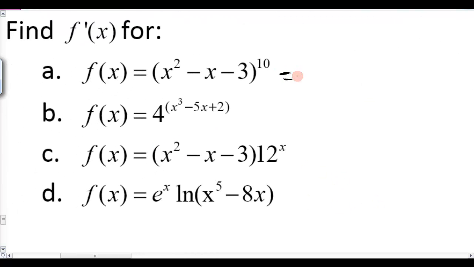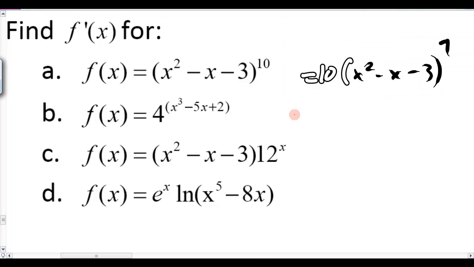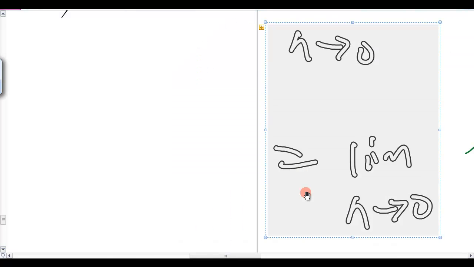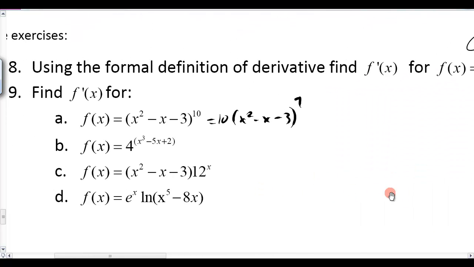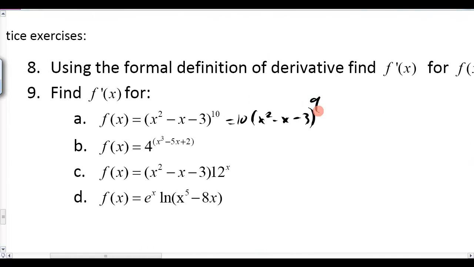So here we go. We've got a chain rule here because I have a function inside another function, a power rule. So 10 comes out to the front, leave the junk alone, subtract 1. So subtracting 1, giving us 9. Now, we did the outside parts, now I have to do the derivative of the inside, so that would be 2x minus 1. There we go. All right, next problem.